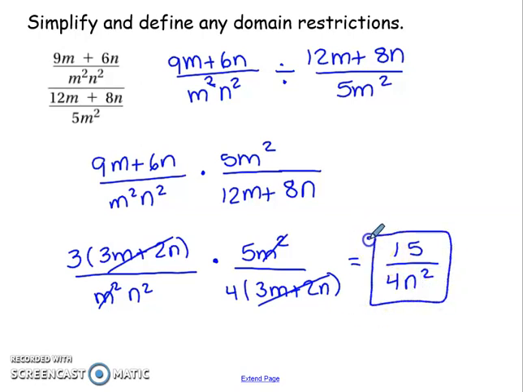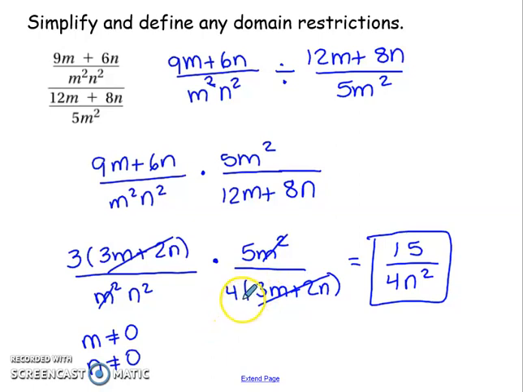And then we can't forget our domain restrictions. So since this was division, we're going to do the bottom of the first and the top and bottom of the second. So if we set m squared n squared equal to 0, we're going to solve for m and we're going to solve for n. And m cannot equal 0 and n cannot equal 0. If I set 5m squared equal to 0, again we get m can't be 0, which we have currently. And then our last piece, the 4 on the outside, we can't make that 0. So we're really just setting the 3m plus 2n equal to 0.